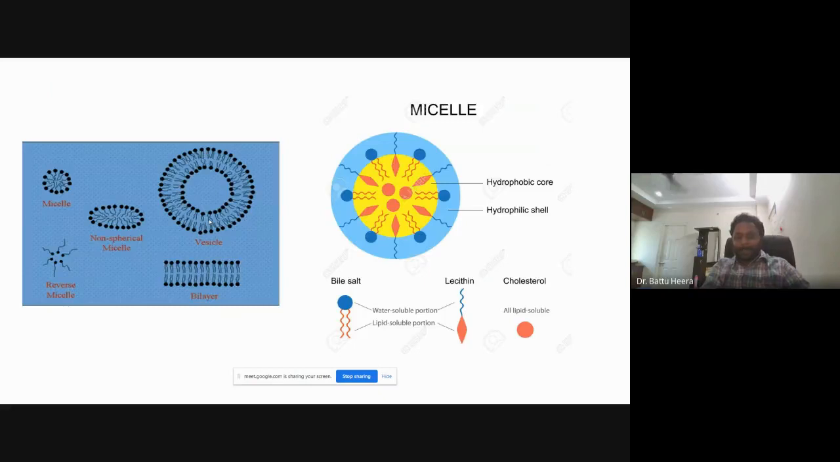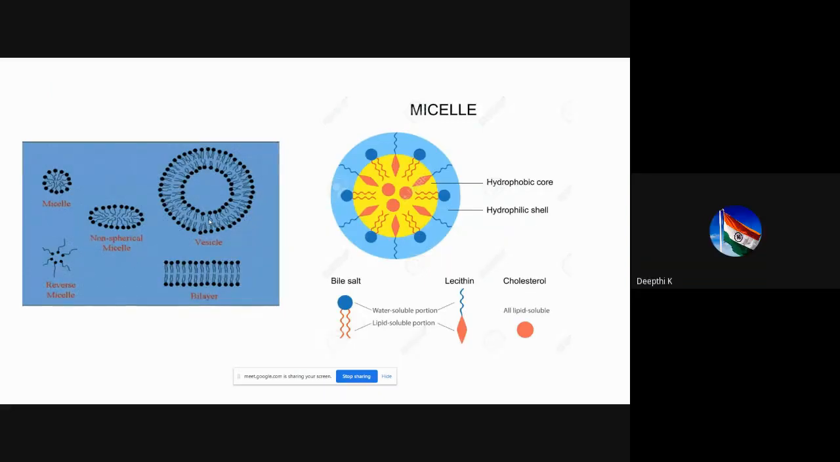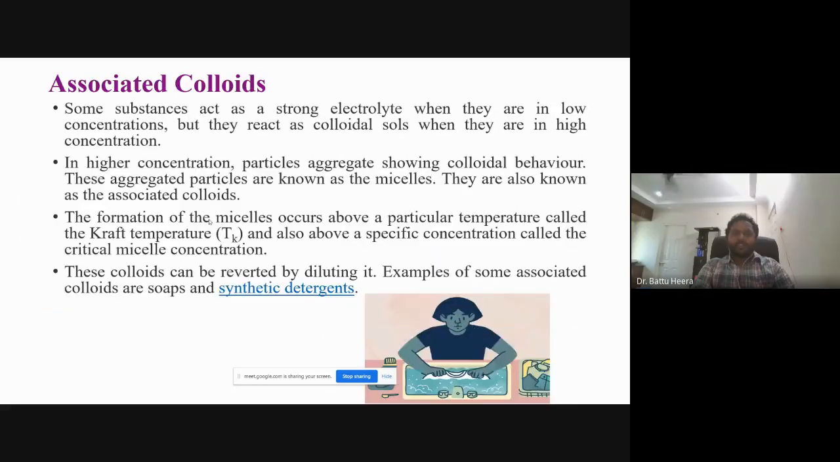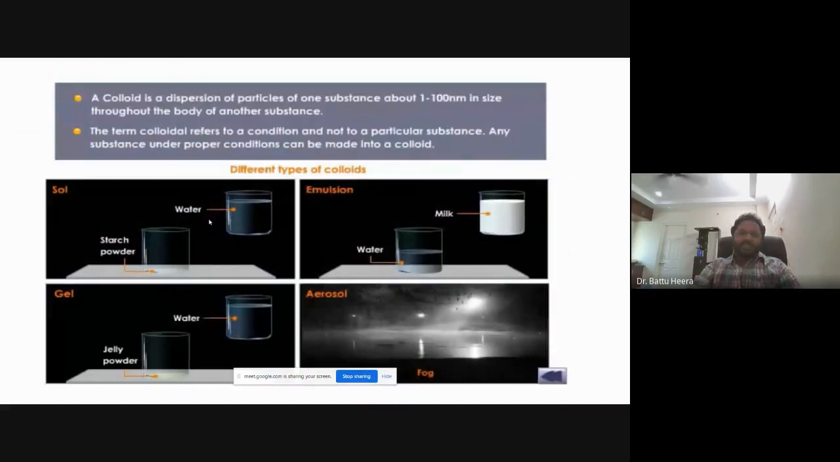Anyone, please? Anyone? Yes, sir. Okay. So this is the way how the associated colloids are working with the stains which are obtained on the clothes. So this is a small example.